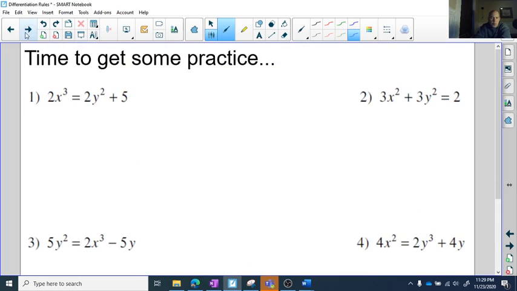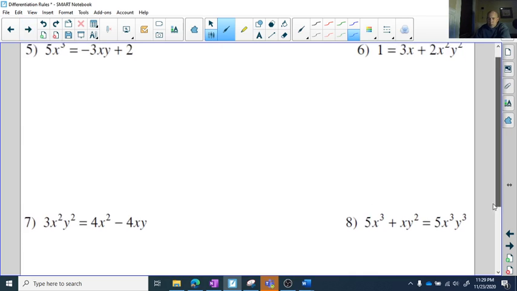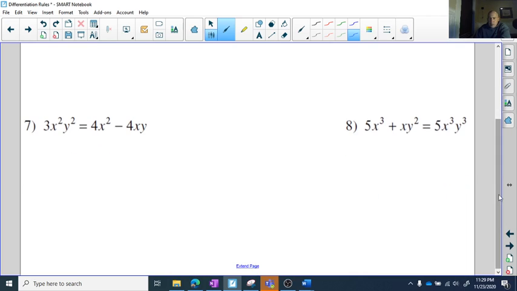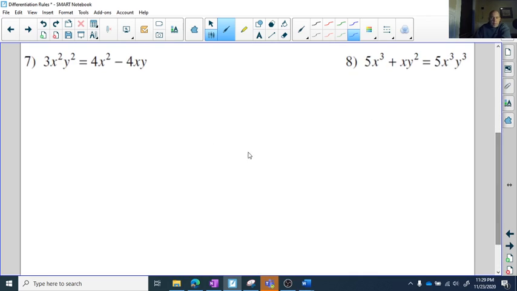Okay, so let's skip ahead a little bit. Let's go to these ones that are a little bit more challenging. So let's look at, we'll do all of them. Let's do the bottom two. Okay. So when you have your x's and y's mixed together, you must treat this as a product. So 3x squared would be the first, y squared would be the second. 4x would be the first, y would be the second.